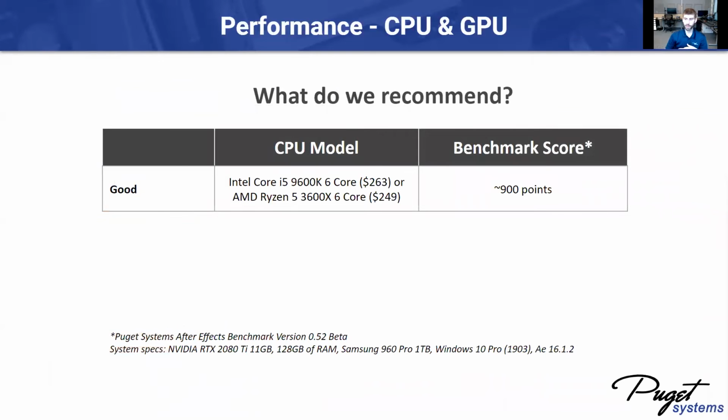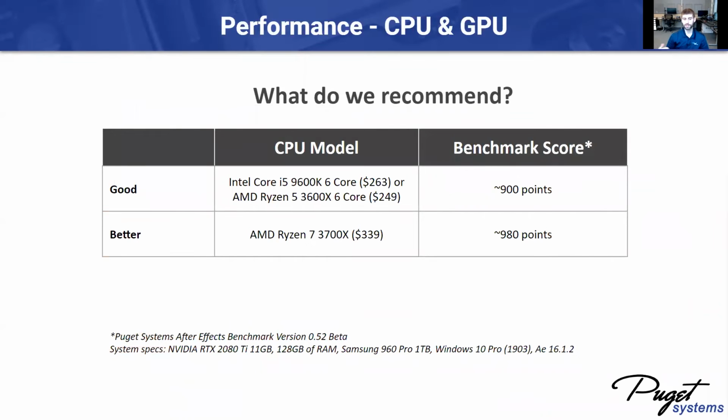Okay, so what do we recommend? A good level is going to be a Core i5 from Intel or a Ryzen 5 from AMD. Again, pretty darn close. They both score in our benchmark, which you can actually download. I think I have a link at the very end, but you can download and run it on your own system if you want to see how your system performs. But that gets about 900 points.